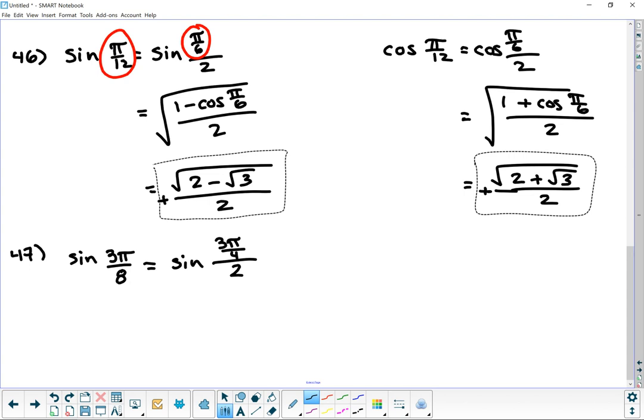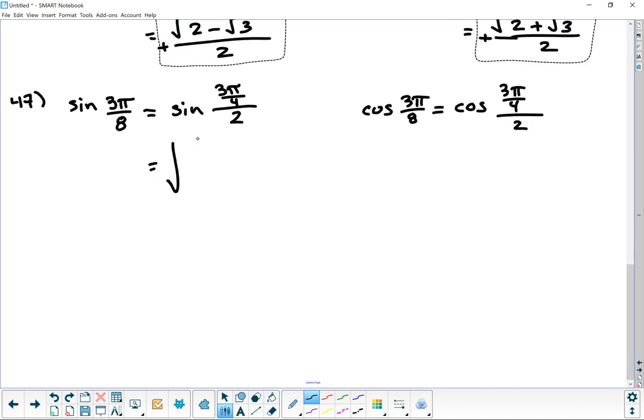And if you didn't catch all of that, pause it and take a minute to look over it, okay? So before I erase it, of course. So cosine of 3 pi over 8 is the same as cosine of 3 pi over 4, over 2. Right? And that's where we will start.